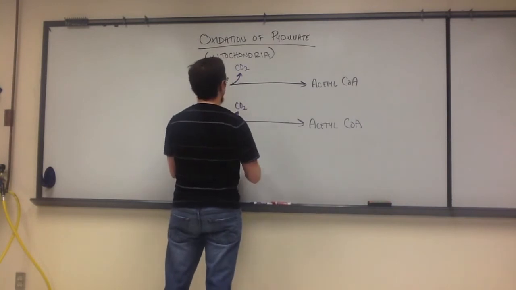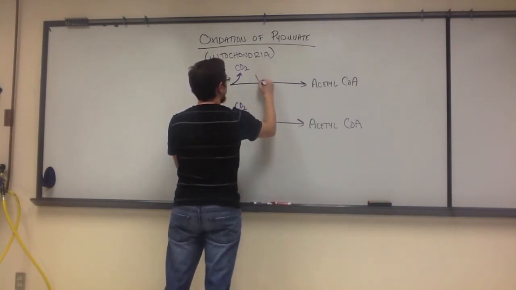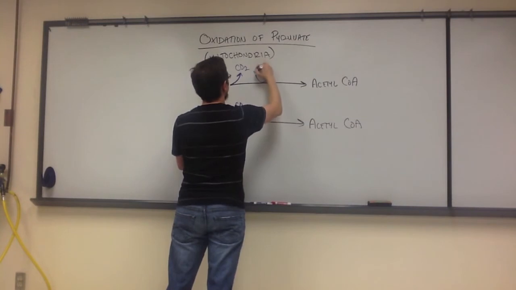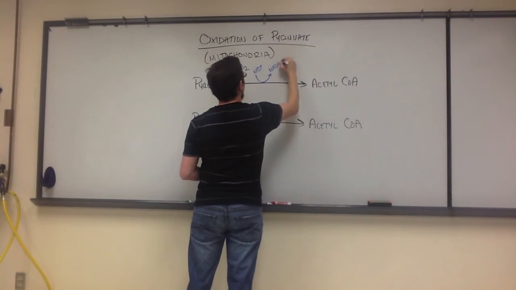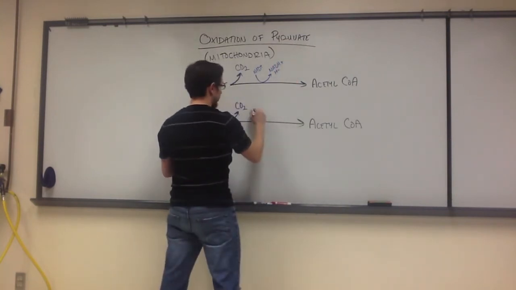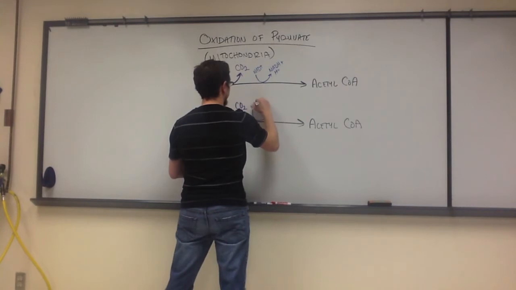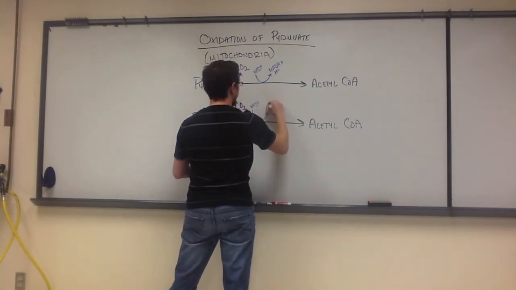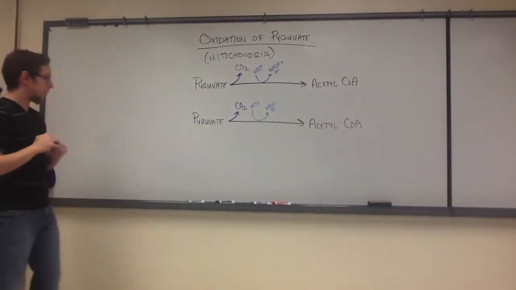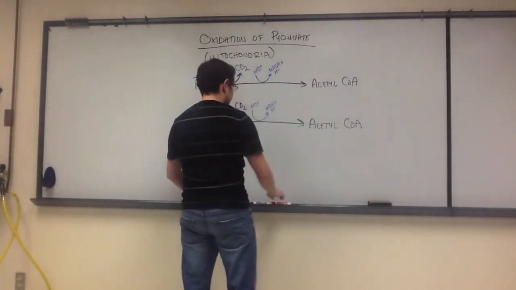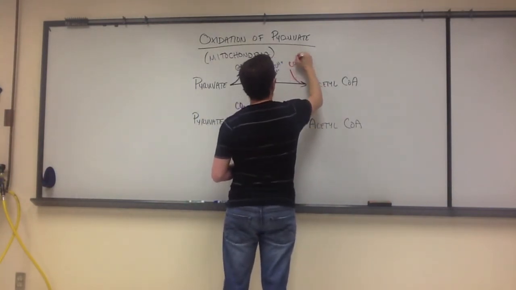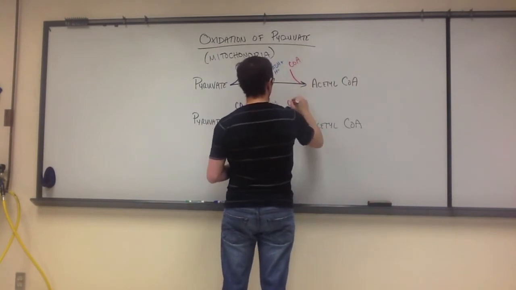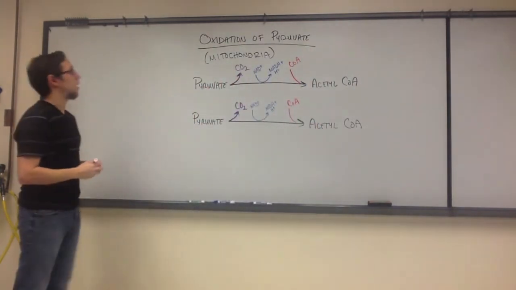And we're going to do that by contributing electrons to NAD+. So we're going to reduce NAD+, thereby forming NADH and a free proton. We're going to do that for both. So we reduce NAD+ to NADH, form another proton in the process, and finally, at the end of all of this, coenzyme A is going to bind to the 2-carbon compound, forming acetyl-CoA.